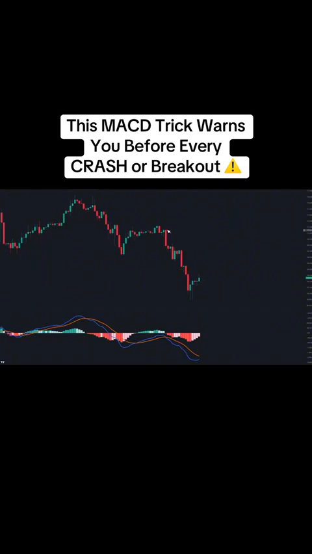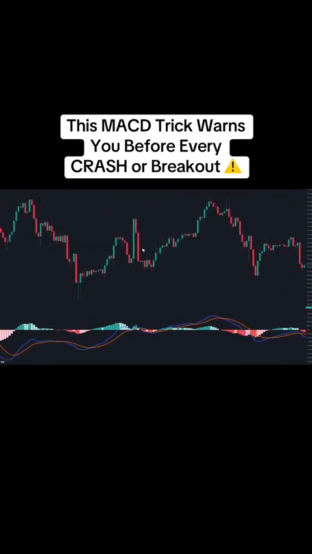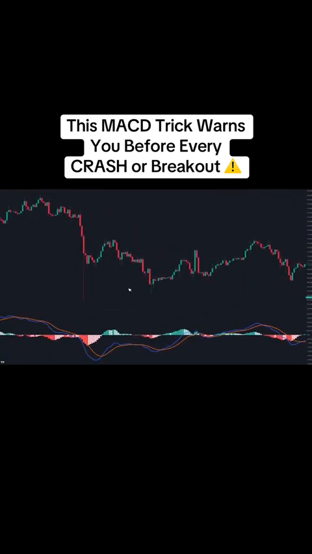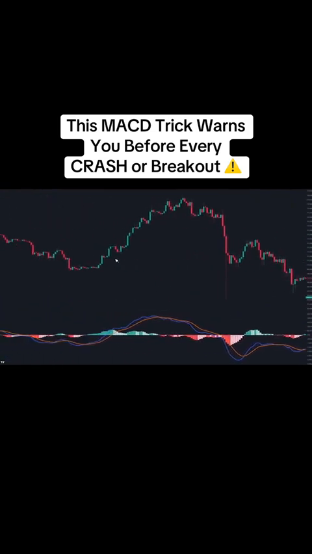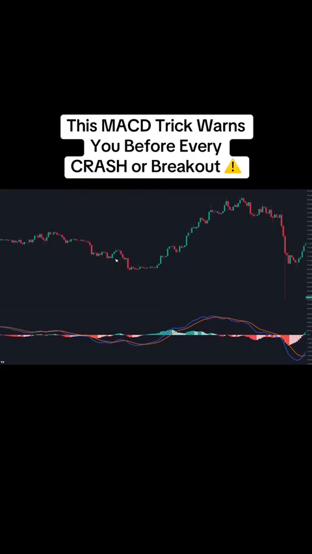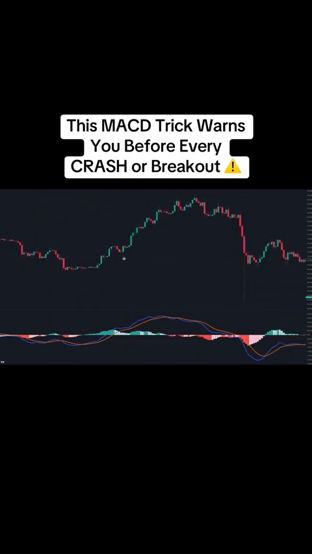Now, here's where most traders go wrong. They think every mismatch between price and MACD is divergence, but not every dip or rise counts. You need clear swing points. If the market is choppy, ranging, or sideways, ignore it. Divergence is only meaningful when the market is trending and forming real highs and lows.